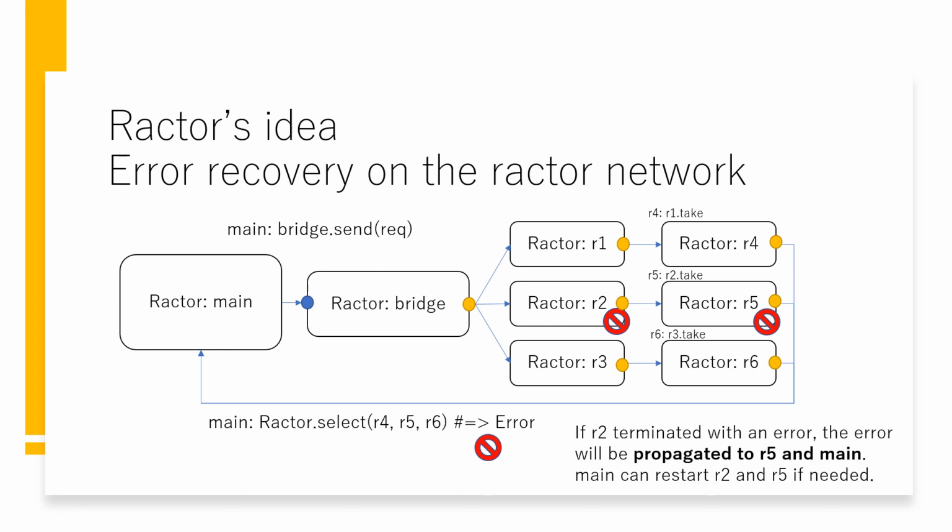I believe Ractors will die with some errors. Sometimes it will be critical errors, but sometimes it should be very trivial errors such as a typo. So we mistype a method name and so on. So this is why we need to detect such errors on Ractor. So this error propagation concept is very important on Ractor, I think.